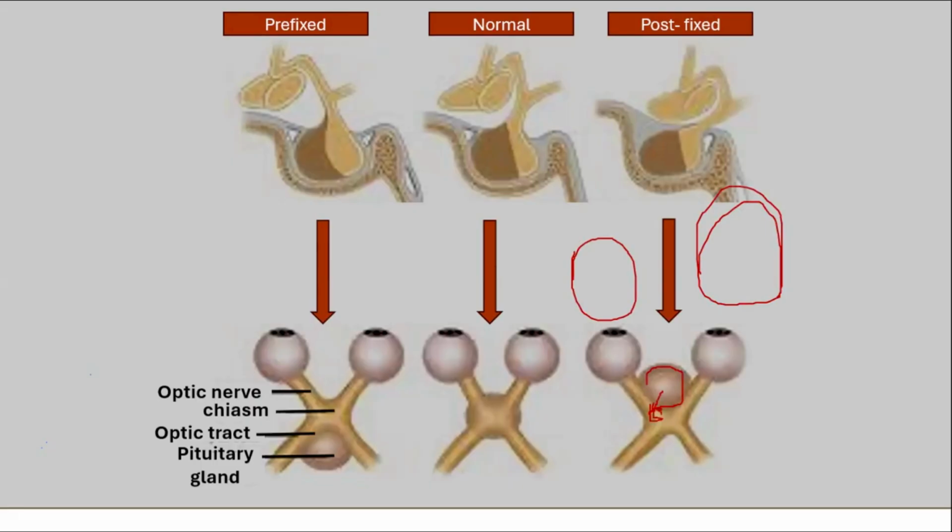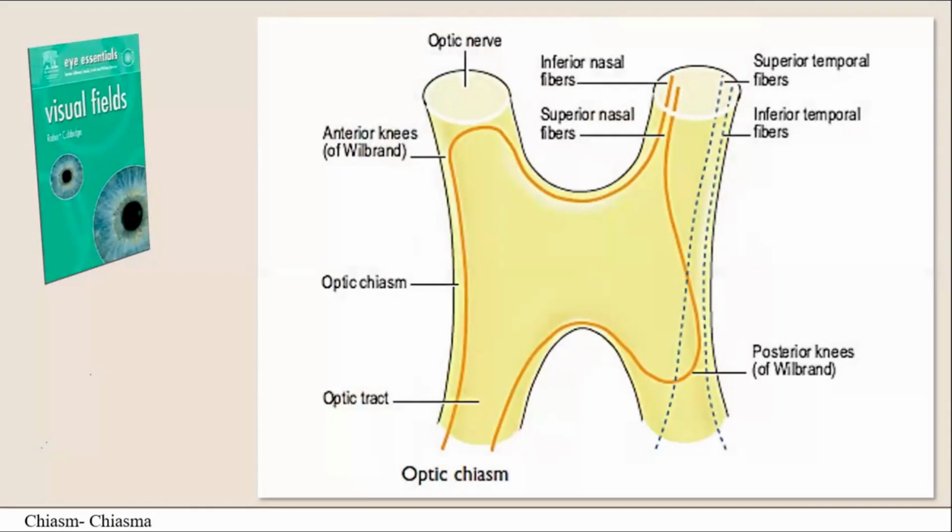So if the compression is on the left side, suppose that is the left eye, then there will be total scotoma of the left eye with a supratemporal defect in the right eye. So you are describing nasal fibers, right? Let's have a diagram. Yes, ma'am. Yeah, nasal fibers that will go to the opposite optic nerve, Wilbrand's knee. Yeah. So there will be compression.